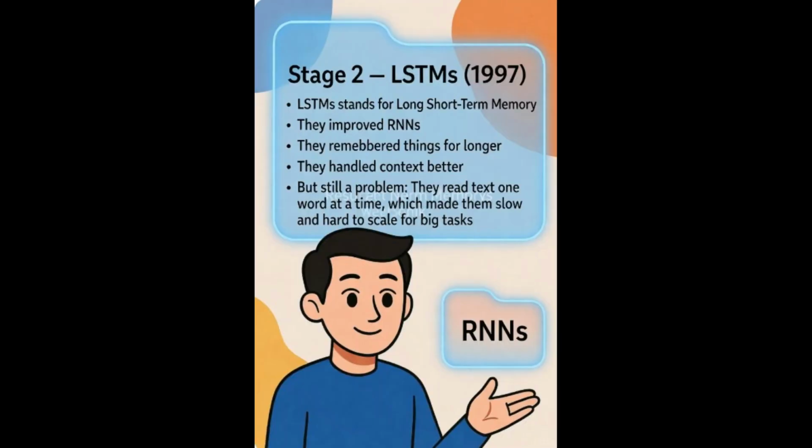Then in stage 2, LSTMs were introduced. LSTM stands for Long Short-Term Memory networks, which are improved RNNs. They reduced the forgetting problem and handled long-term context better.